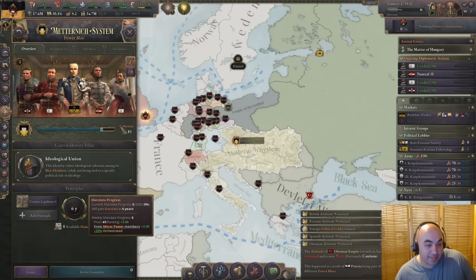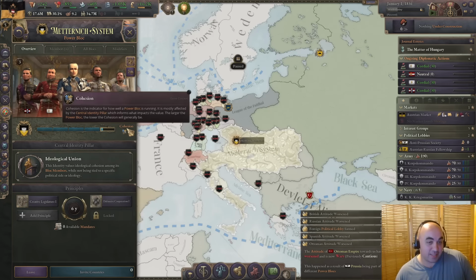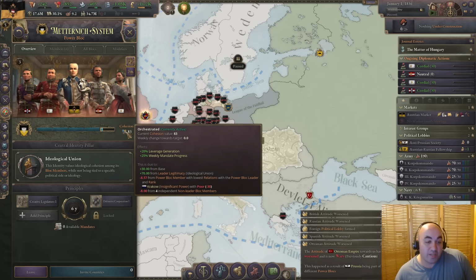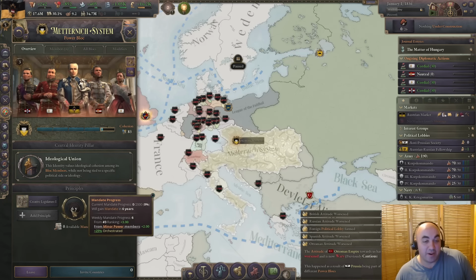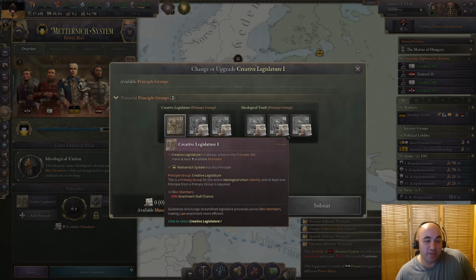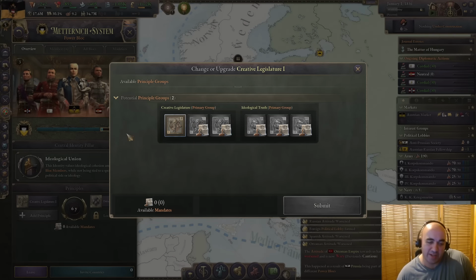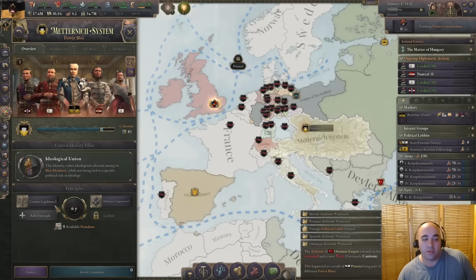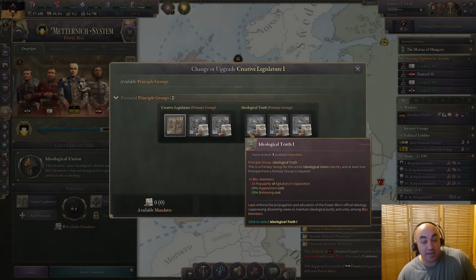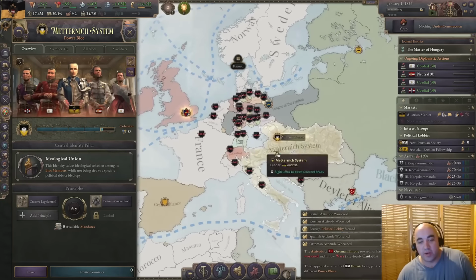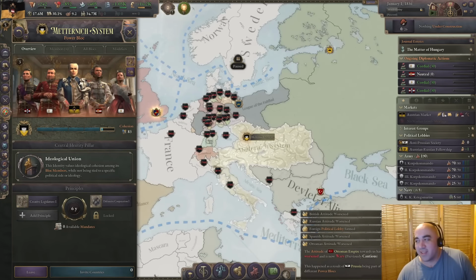And if you had a way to consistently be at plus 100, this would probably be an entire tier up. But if you're not going to be generating principles or mandate very fast anyways, I do think it's an interesting or good look to maybe go creative legislature. Maybe there are some times where you would go creative legislature as someone else, but I really doubt it. The only time you're ever doing creative legislature, and definitely the only time you're doing ideological truth, is when you have the ideological union, and overall, I think it's pretty medium, playable, but not very good.